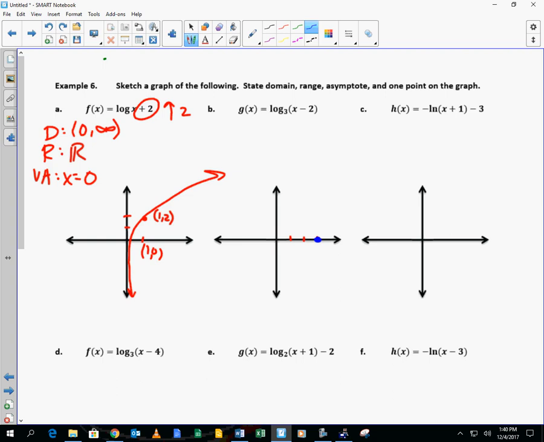If I move it to the right, will that change the asymptote? Yes, if I move it 2 units to the right, that's going to move the asymptote where? To 2.